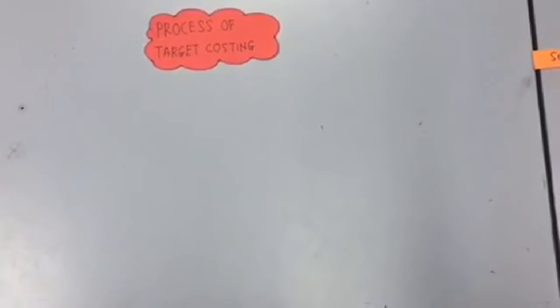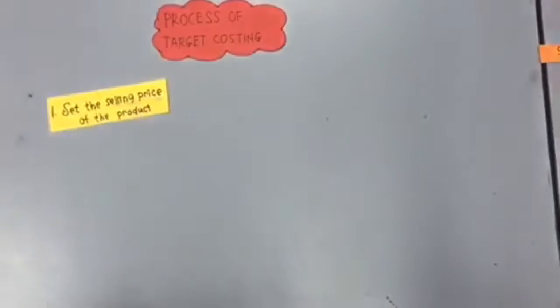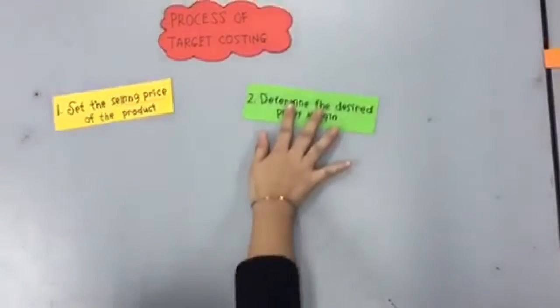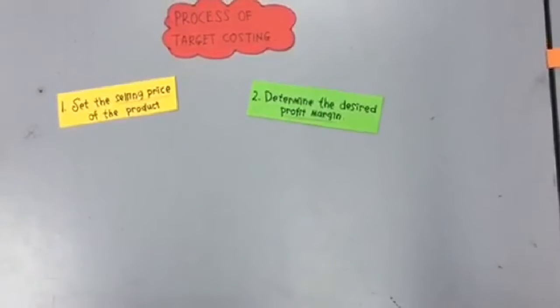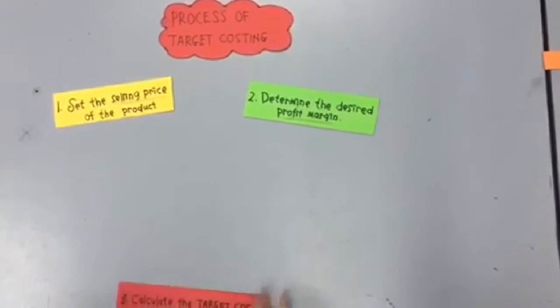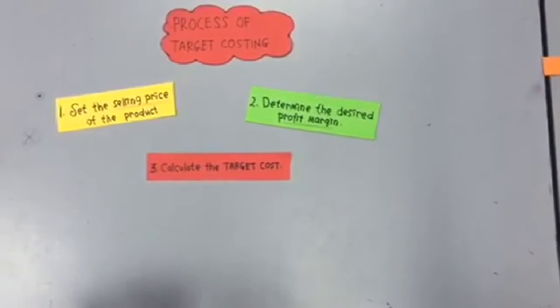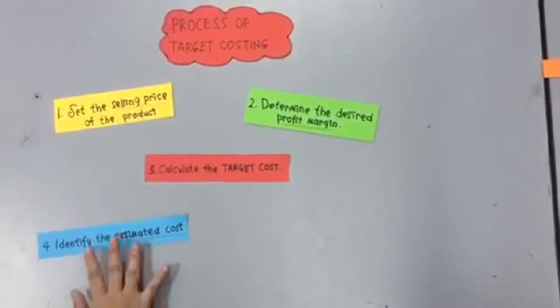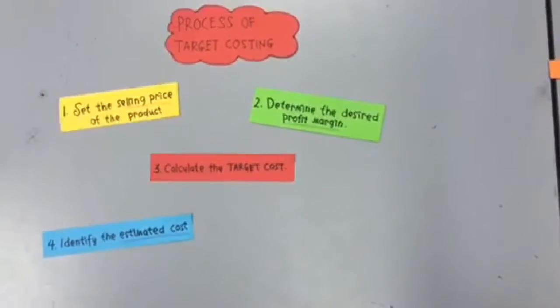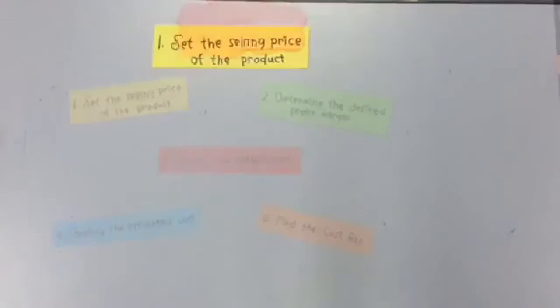There are a few steps in the process of target costing. The first step is to set the selling price of the products. The second step is to determine the desired profit margin. The third step in the process of target costing is to calculate the target cost. The fourth one is to identify the estimated cost. The last step of target costing is to find the cost gap.